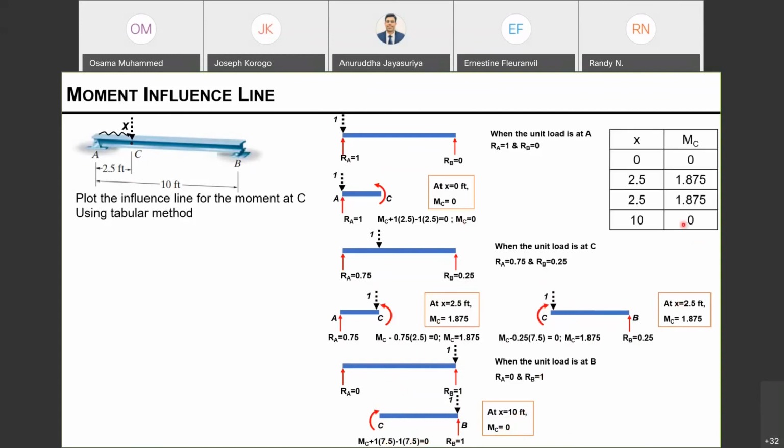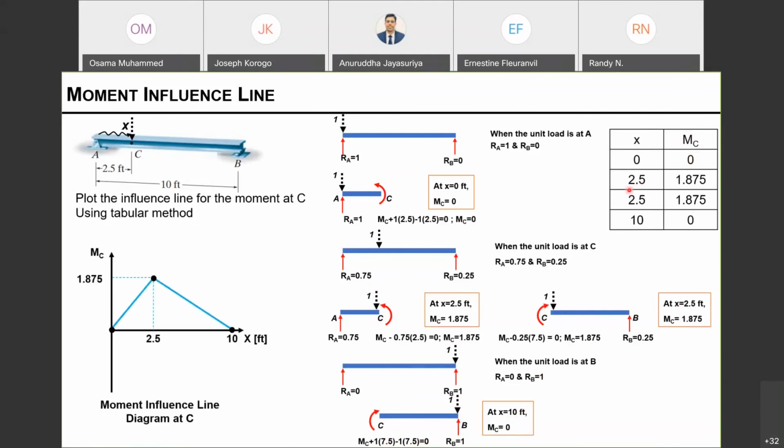Then we can tabulate x distance against my moment about C. So if I plot that one, this will be the influence line variation at C when I move a unit force from A to B. Again, if we are dealing with 10 kips of load, the only thing you have to do is multiply by 10, or whatever magnitude you are looking for.